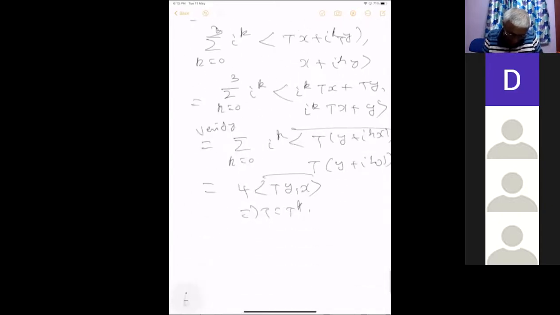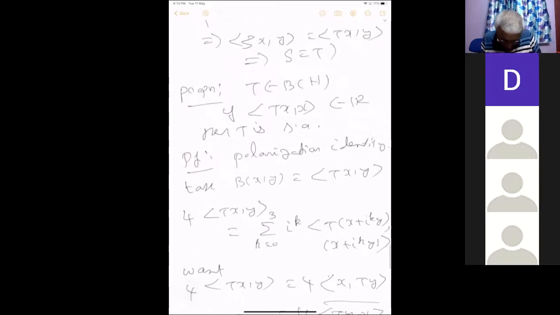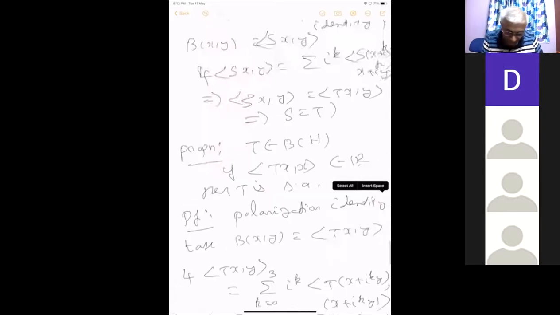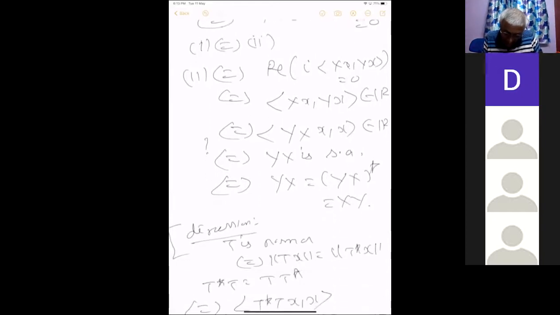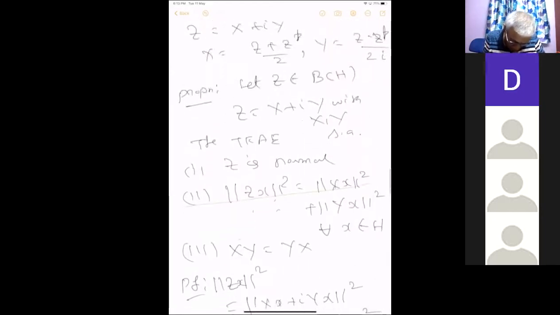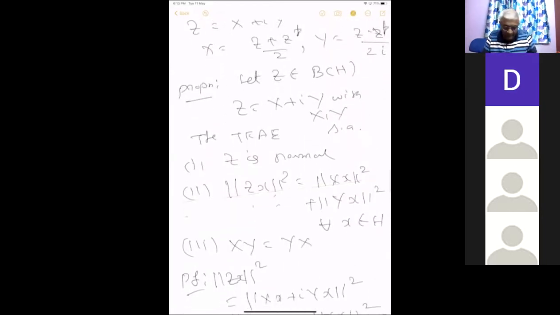This is true. So we have proved that if <tx, x> is real, then t is self-adjoint. So that's what I have used here. If t is self-adjoint, then <tx, x> is real, then <tx, y> equals <x, t*y> equals <x, ty>. So this proposition is true. You can ask any question. I can go through the whole thing again, what I have done. This is anyway very easy, and it is in the book directly. Not all verifications are there, but it's more or less there.